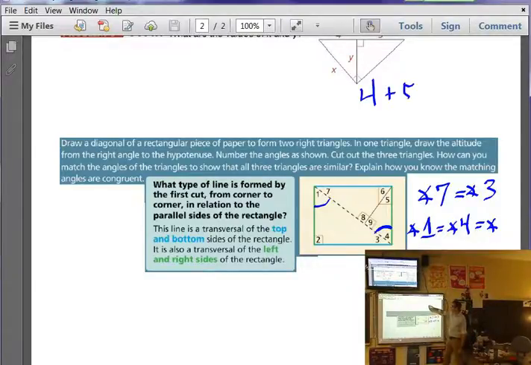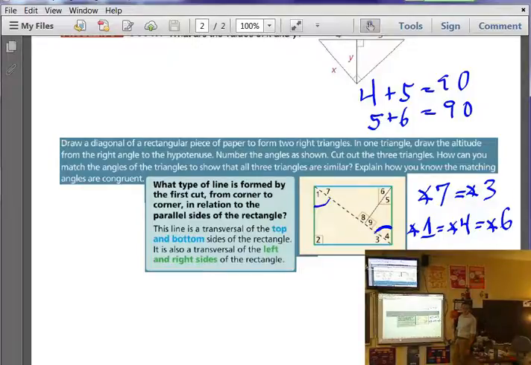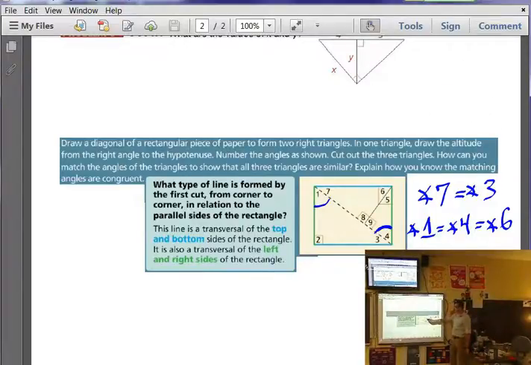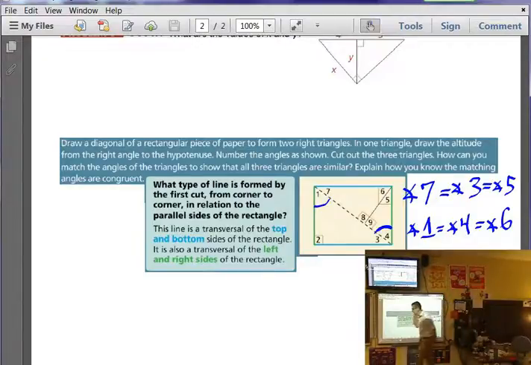So if 4 plus 5 is 90 and 5 plus 6 is 90, by substitution, 4 and 6 must be congruent. Emma? Which means that 5 is also congruent to 7, which then is also congruent to 3. And from there, we would be able to show that those triangles are similar. And once we see the similarity, we can then match up and set up those ratios.